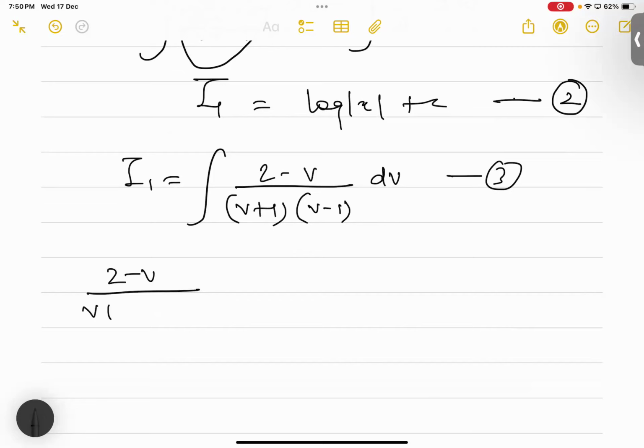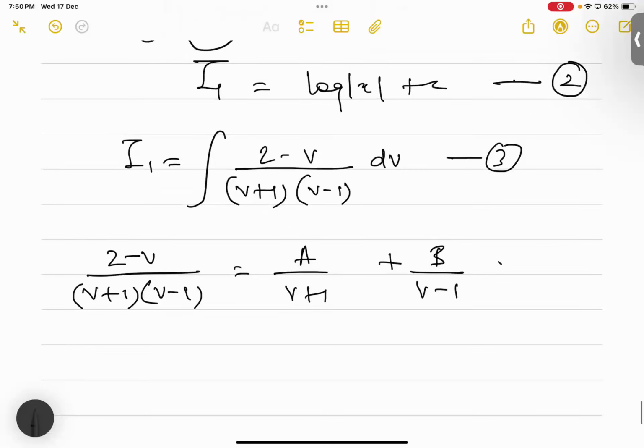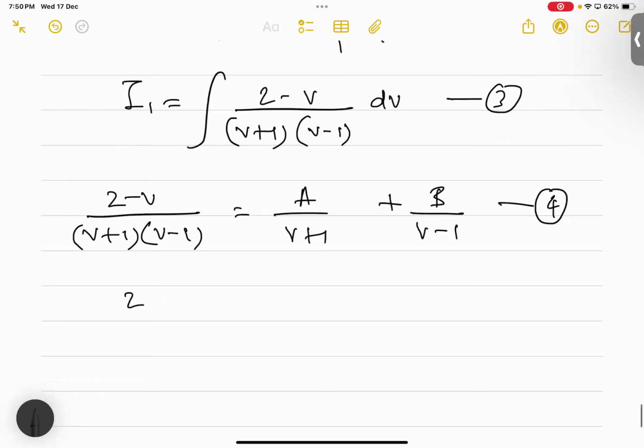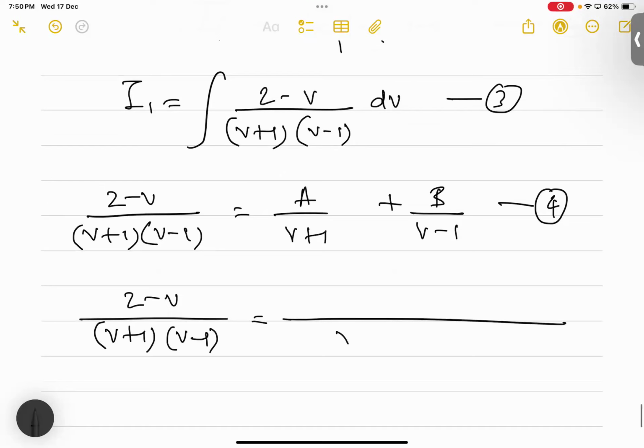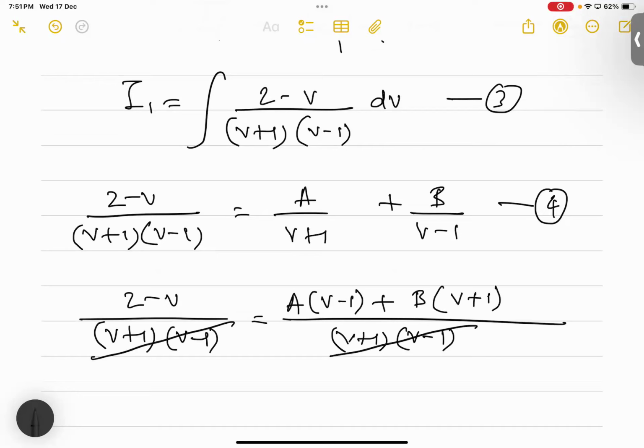So these steps you know, na? Previously we had done this. A upon v plus 1 plus B upon v minus 1, equation 4. Taking LCM, 2 minus v equals A into (v minus 1) plus B into (v plus 1). This and this got cancelled. Equation number 5. So this thing is quite clear, no?